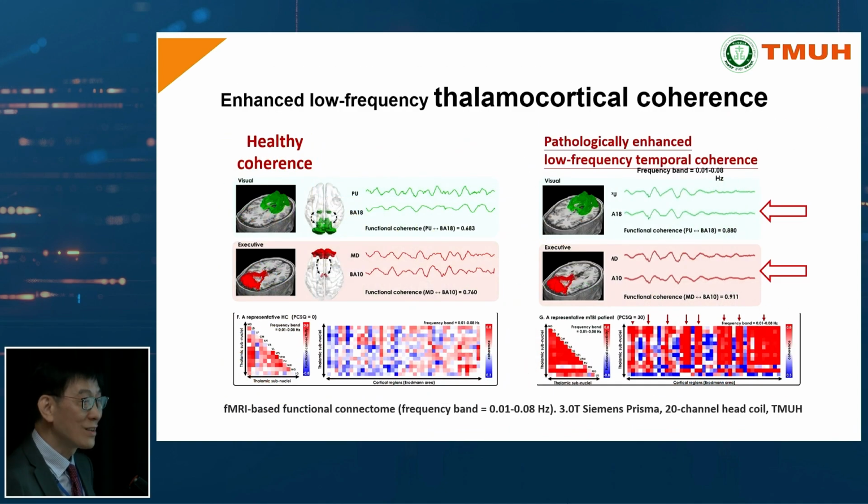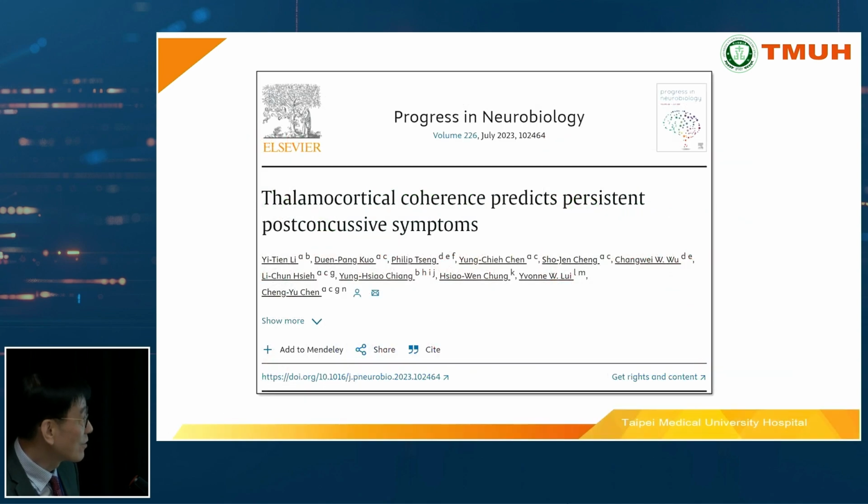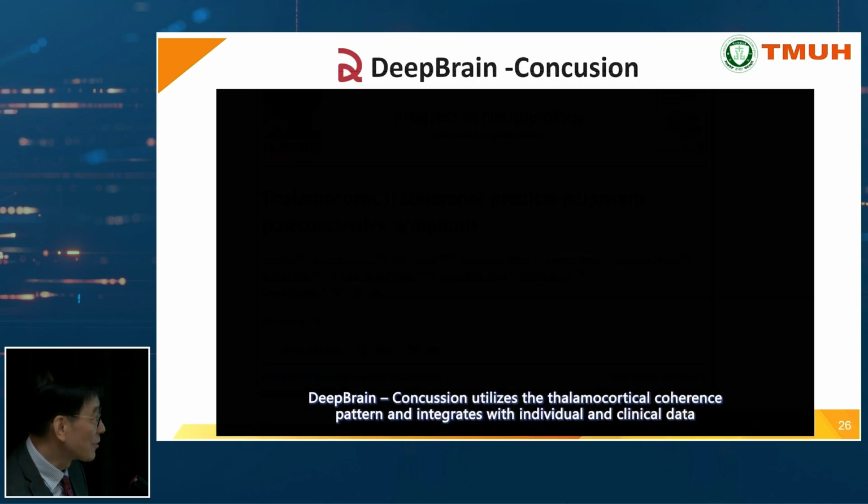But in a patient with concussion, where you predict the patient will have prolonged post-concussion syndrome, they will pathologically enhance the low-frequency temporal coherence. That means the connectome color becomes all red. We reported this last year in Progress in Neurobiology, and we built a model for this.